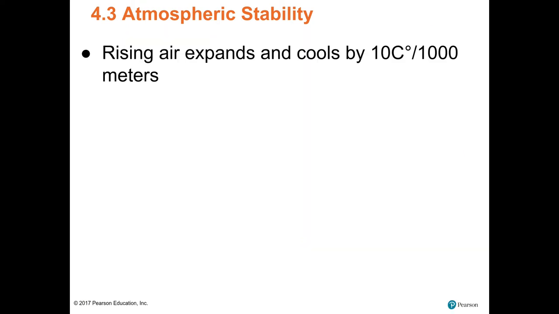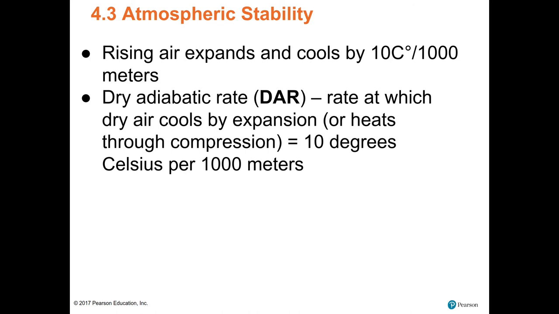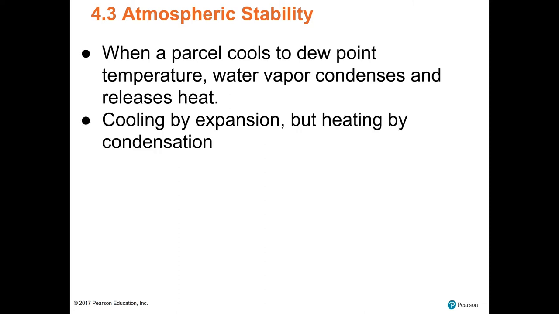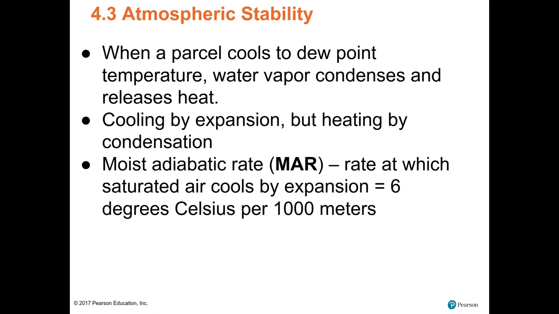Rising air expands and cools by 10 degrees. The dry adiabatic rate is 10 degrees of cooling for every kilometer it goes up. Once it cools to dew point, you get condensation, which releases heat. So you have cooling by expansion, but heating by condensation. So you've got 10 degrees of cooling, 4 degrees of warming. So the net, the moist adiabatic rate, or MAR, is 6 degrees of cooling for every 1,000 meters you go up.